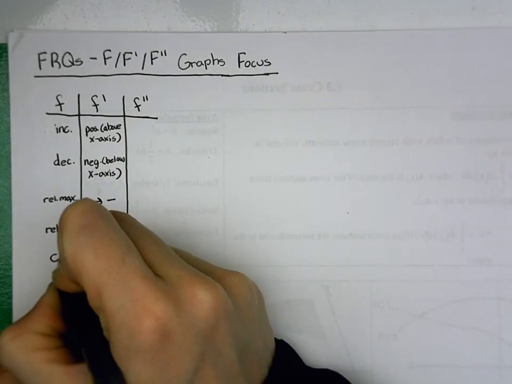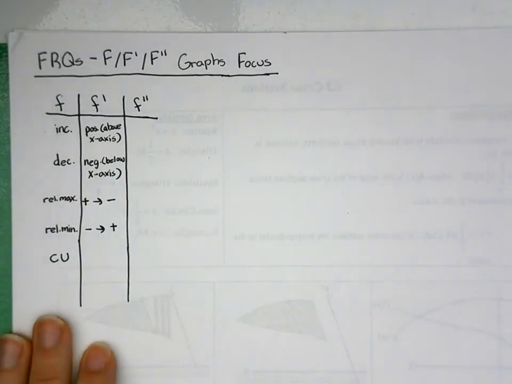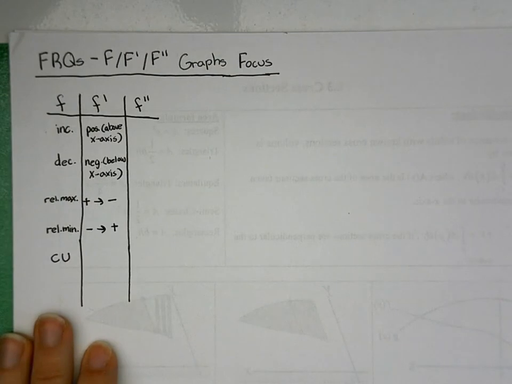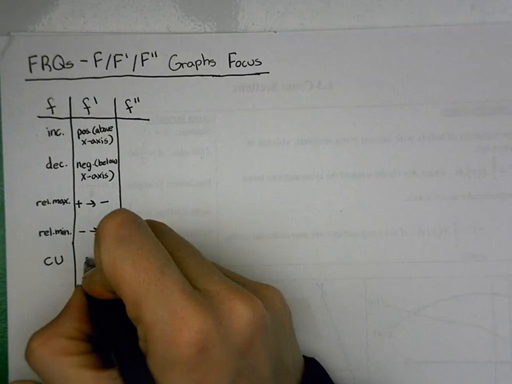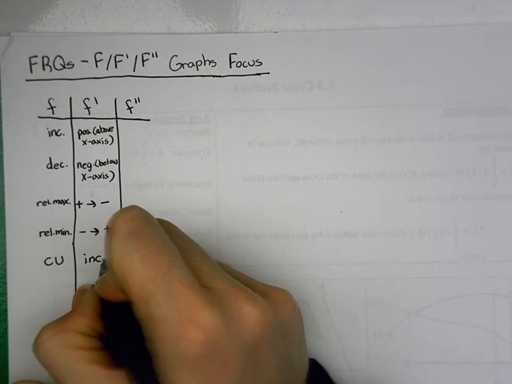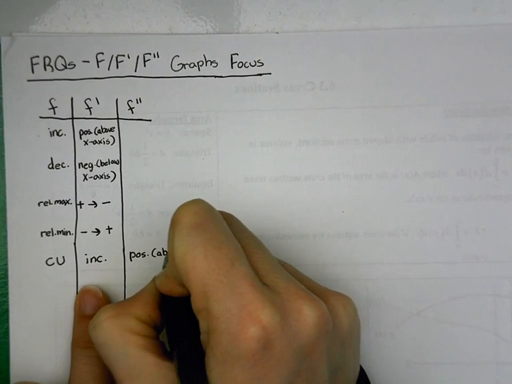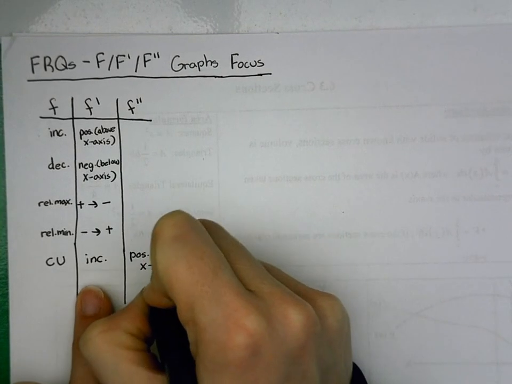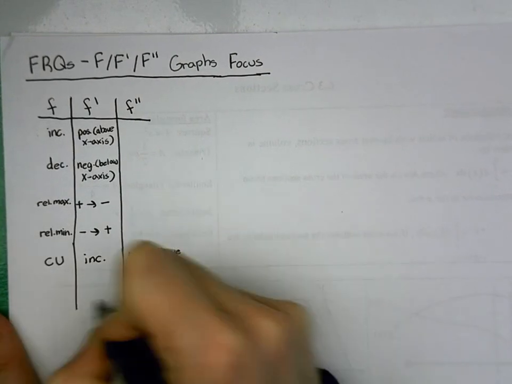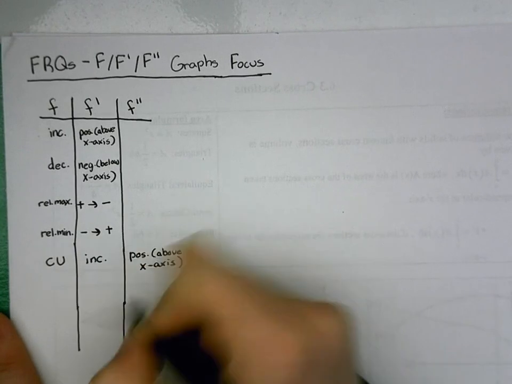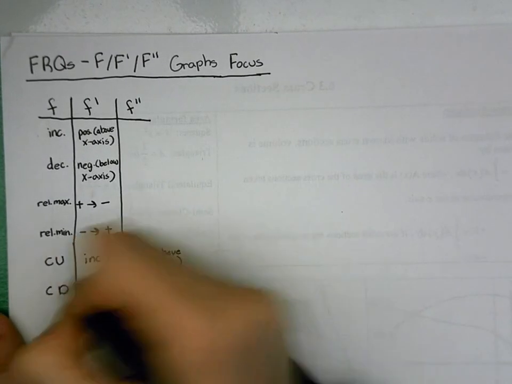3 more. Concave up. When F is concave up, what did that mean? Okay, well about F prime, that meant F prime was increasing. It meant F double prime was positive, or again, above the x-axis, if you prefer to think of it that way. Okay, concave down, what did that mean?